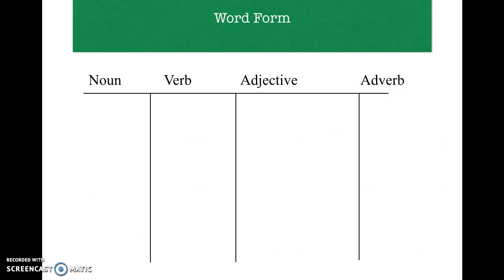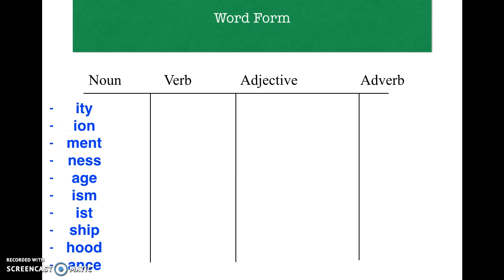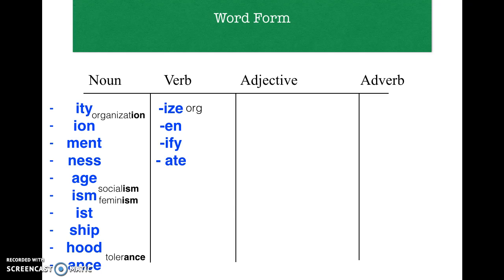Let's look at the different suffixes. So for nouns, these are the suffixes that we're looking out for. ITY, ION, MENT, NESS, AGE, ISM, IST, ship, HUD, and ANTS. Okay, these are all going to indicate that there is a noun. Okay, for example, organization, socialism and feminism. Very often belief systems are ISM, and tolerance. Okay, verb forms: IZE, EN, IFY, ATE.